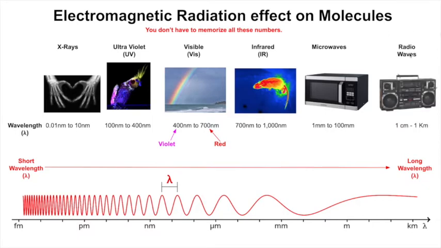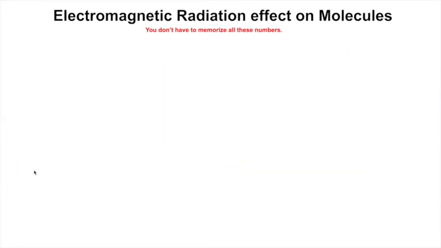And then the longest wavelength is for the radio waves. The radio waves have a wavelength of 1 centimeter all the way out to a kilometer. They have a real broad range. So now after we've looked at the wavelength, let's look at their frequency.